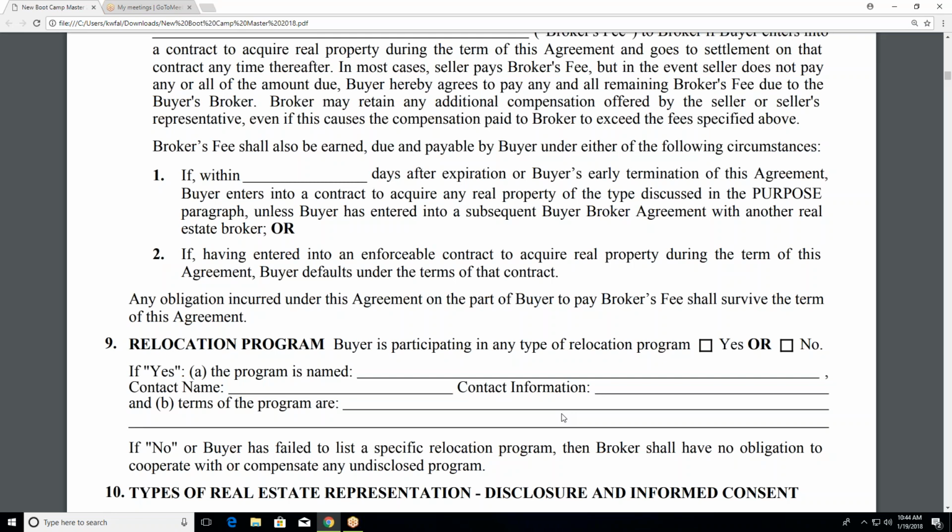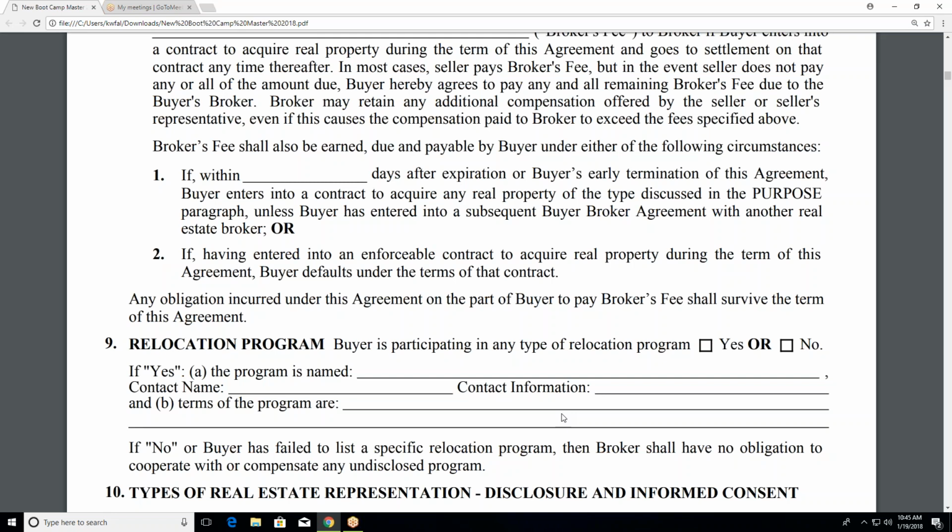But where this covers you as an agent, if you're not cognizant of your deadline date, it gives you a little comfort there. Okay, so if you've missed your termination date, you've got 30 days post termination date to still get commission. Okay, so if within 30 days, for example, after expiration or buyer's early termination of this agreement, so if the buyer terminates it, you still have that opportunity to get commission. Buyer enters into a contract to acquire any real property of the type discussed in the purpose paragraph, unless buyer has entered into a subsequent buyer-broker agreement with another real estate broker.